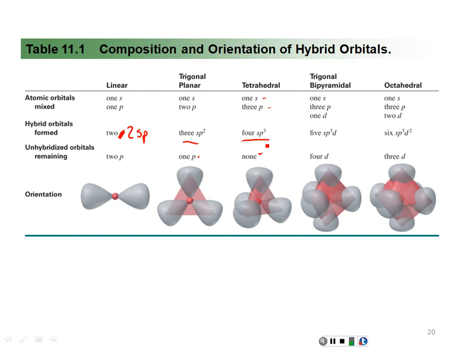For trigonal bipyramidal, 1s, 3p, 1d. That gives you 5 equal sp3d orbitals. There's 4 d orbitals that remain unhybridized. For octahedral geometries, just adding 1 more d orbital. So you have 1s, 3p, 2d. That gives 6 equivalent sp3d2 hybridized orbitals. And again, you have the remainder of your d orbitals, 3 of them, that are unhybridized.